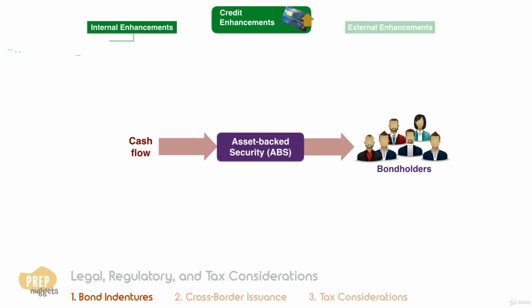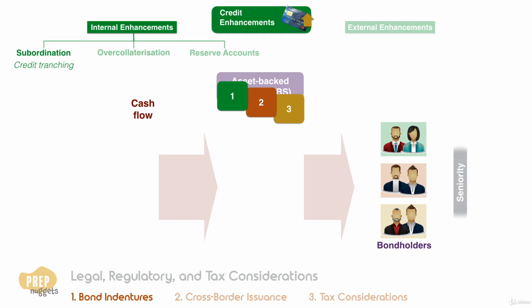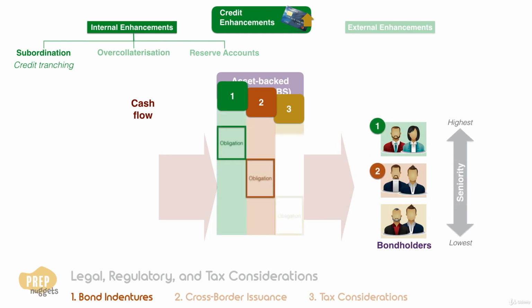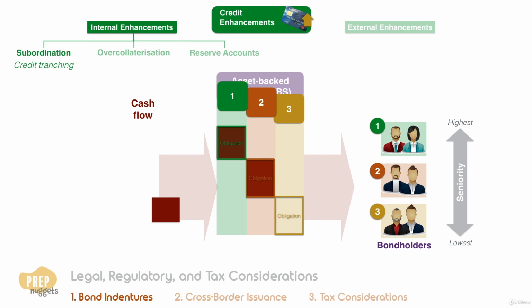The most common forms of internal credit enhancement are subordination, over-collateralization, and reserve accounts. Subordination, also known as credit tranching, is a method where a bond issue is divided into tranches with different seniority of claims. The cash flows generated by the underlying assets first go to fulfilling the obligations of the most senior bonds, then to the next highest priority bonds, and so forth. This is sometimes referred to as waterfall structure.